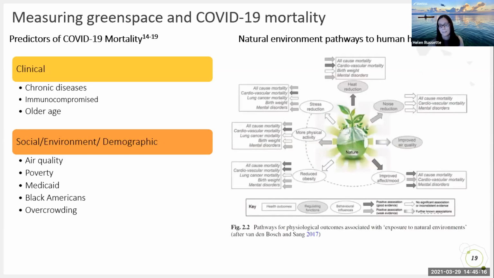And this figure is a little difficult to see, but these are the multiple pathways for physiological outcomes that are associated with exposure to green space, in other words, the natural environment. And because I was already looking at green space exposure as a resilience factor for children with prenatal substance exposure, I had come across numerous pathways, numerous positive outcomes.